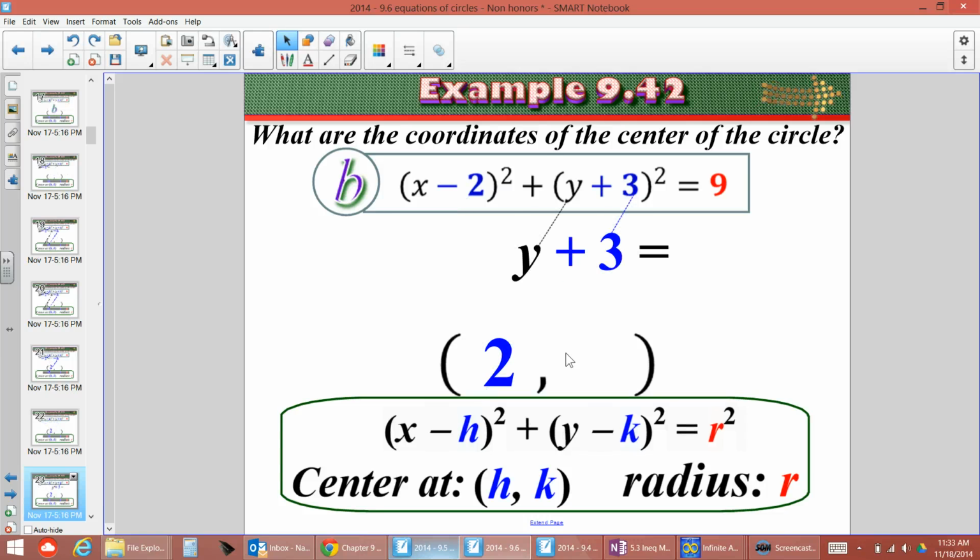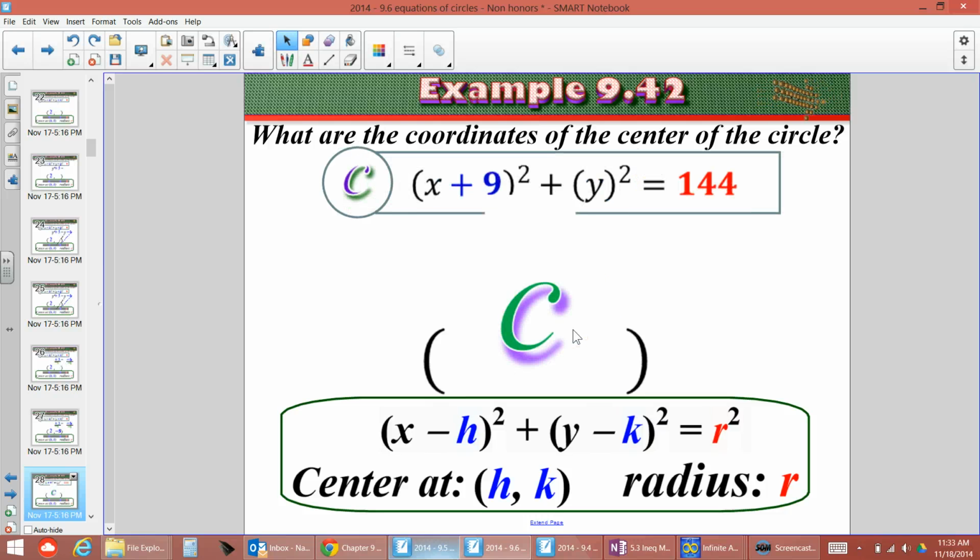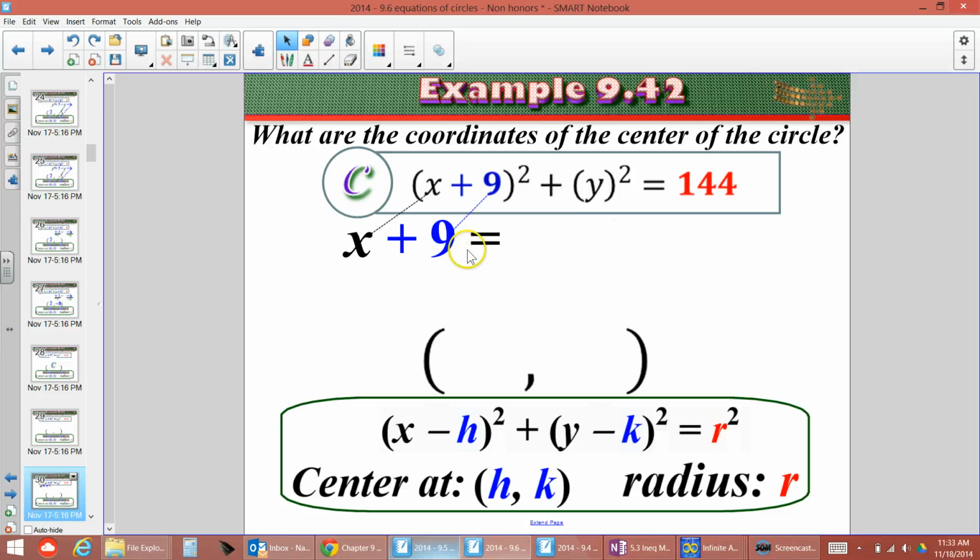Here we have y plus 3 equals y minus k. Get rid of the y's, and we see that negative k is equal to positive 3. Change the signs, negative 3. So no matter what you do, if it's a negative 2 right here, you change the sign. If it's positive 3, change the sign. There's the center of the circle. It's that easy. Over here, we look here and we say it's a positive 9. We change the sign, and we end up with a negative 9.